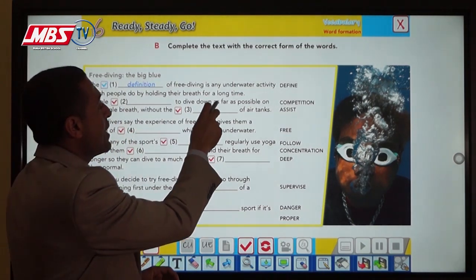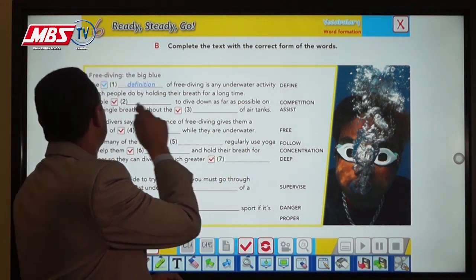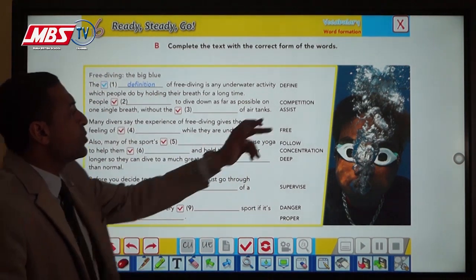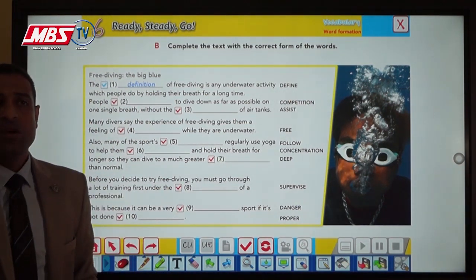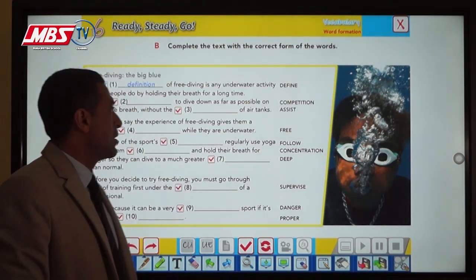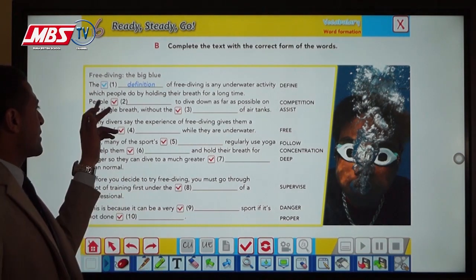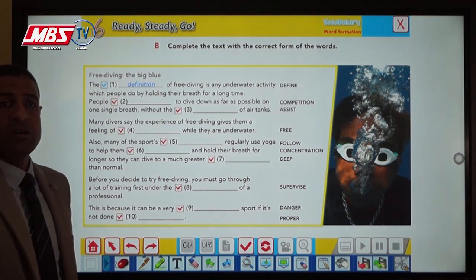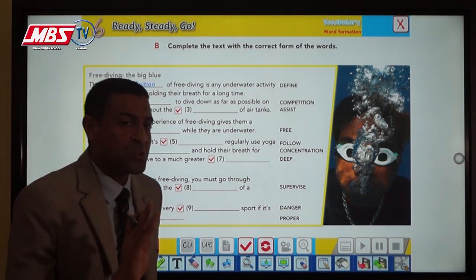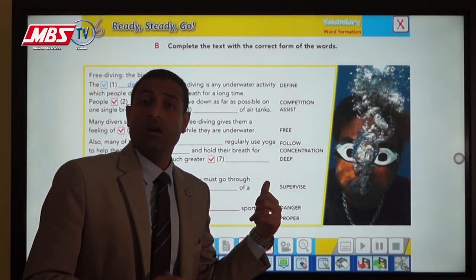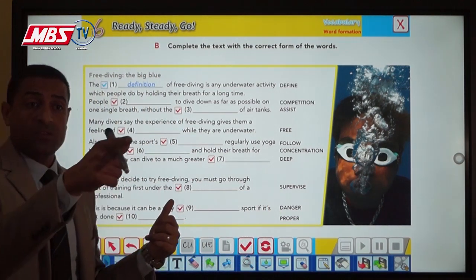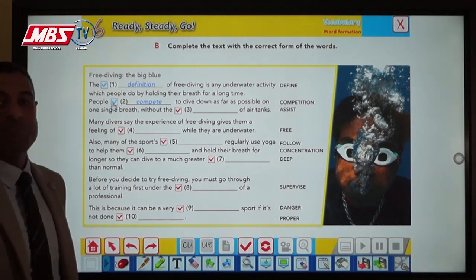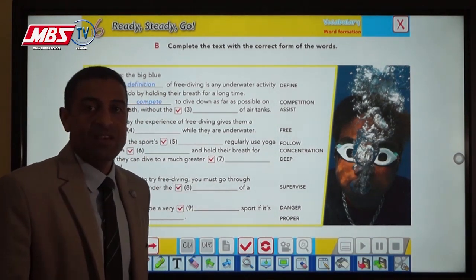People blank to dive down as far as possible on one single breath. Oh, what's missing here? I want to use the word competition. But competition is a noun. So here, people, I have a subject. What is missing here? Sorry, I cannot hear you. What's missing? A verb? Yes, true. That's correct. People compete.